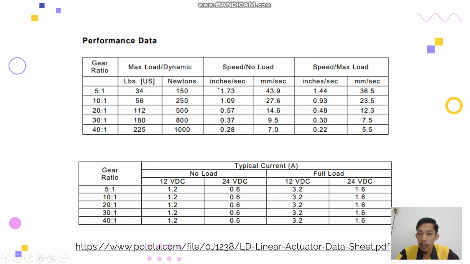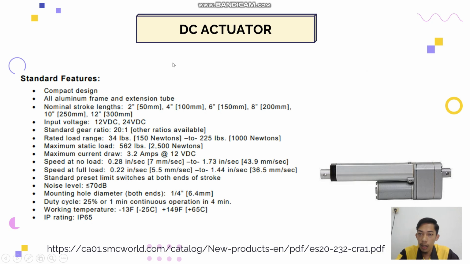This is the performance data for the different gear ratios, maximum load, and speed. Next, the DC actuator. Actually, the DC actuator and the linear actuator are the same.